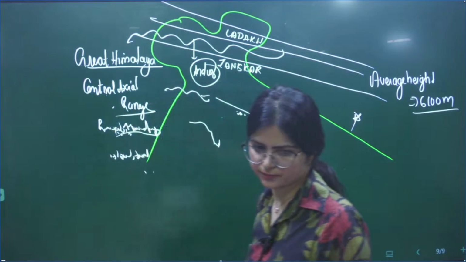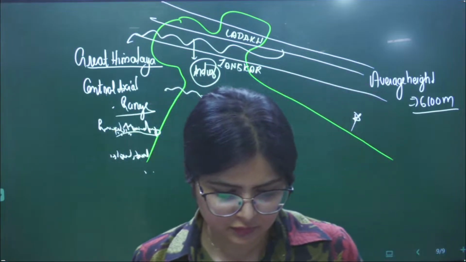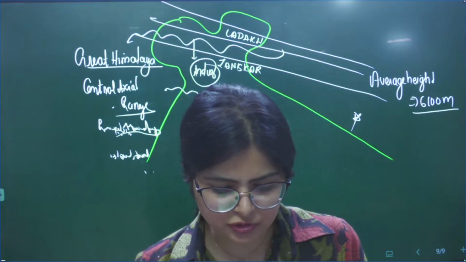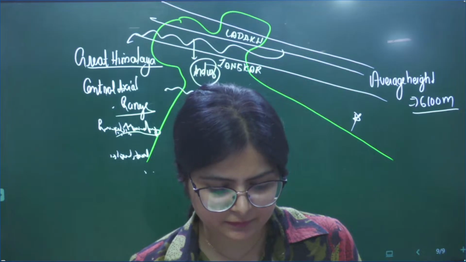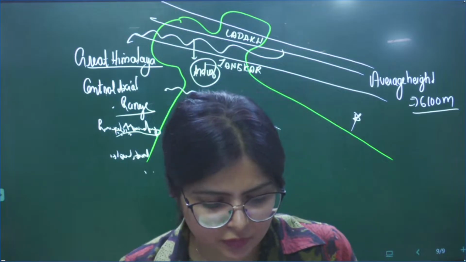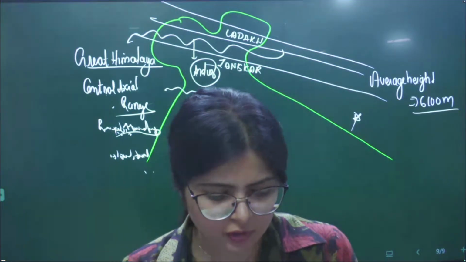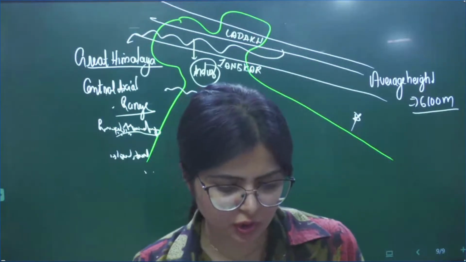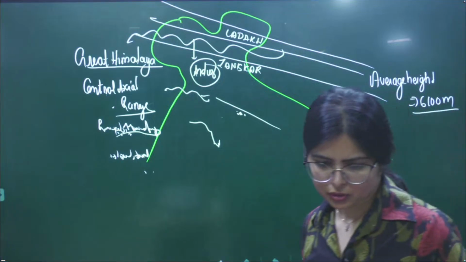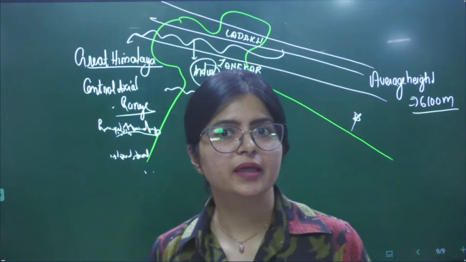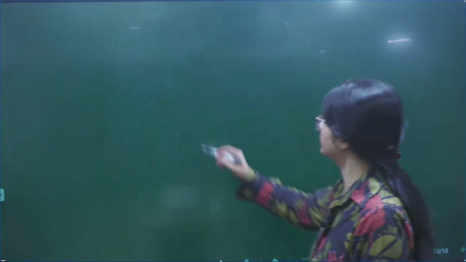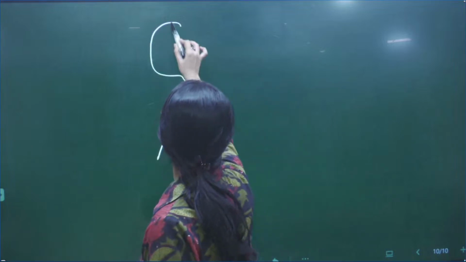Central Axial Range. Full stop. It extends from the gorge of Indus River. We are talking about Great Himalayas. It extends from the gorge of Indus River and bend of Brahmaputra River in Arunachal Pradesh.